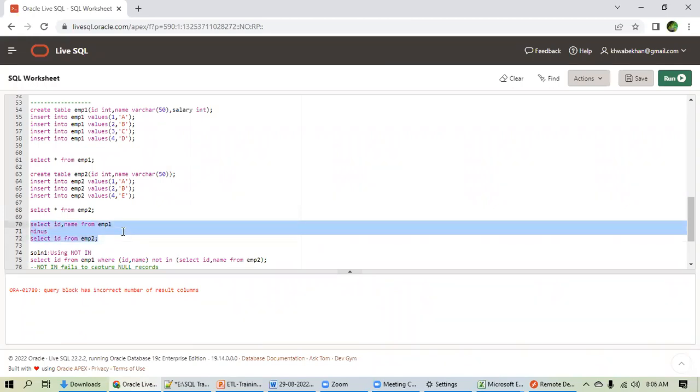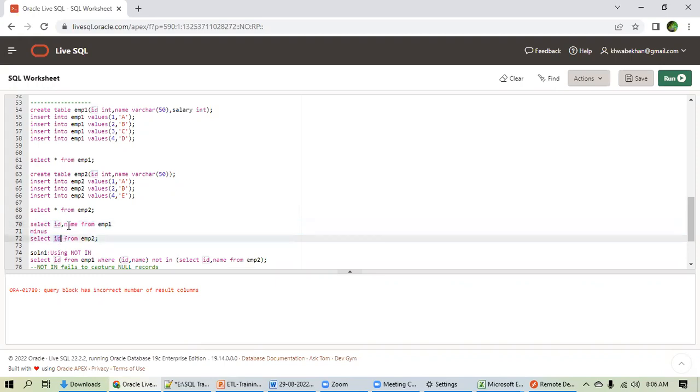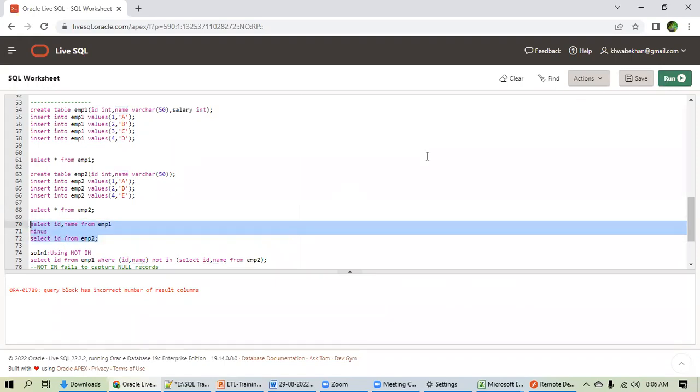What do you think? Here you're telling it to do minus, so this ID will be matched with this ID. That is fine. This name you will match with which column? There is no column. So SQL is confused and will throw an error message. So what we learned: the number of columns must be the same, and the data type of columns must be the same. These are the two conditions for the minus query. Hope it is clear. Any question?